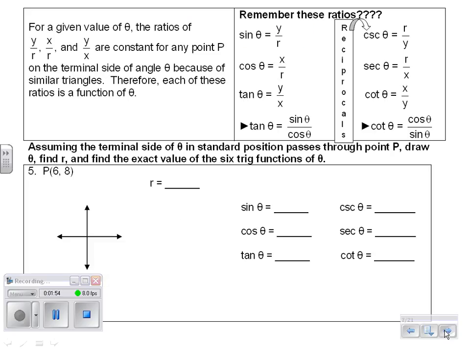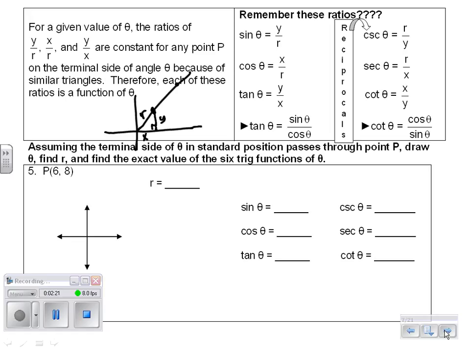Okay, now we use the same ratios that we used before. And it says for a given value of theta, the ratios are constant for any point P on the terminal side of angle theta because of similar triangles. Now what that means is if I have an angle theta, if my point P is here and I drop a perpendicular, I have that triangle with my ratios x, y, and between x, y, and r.